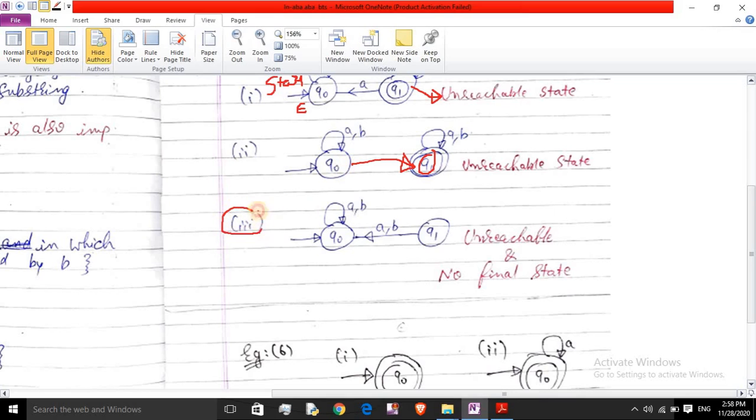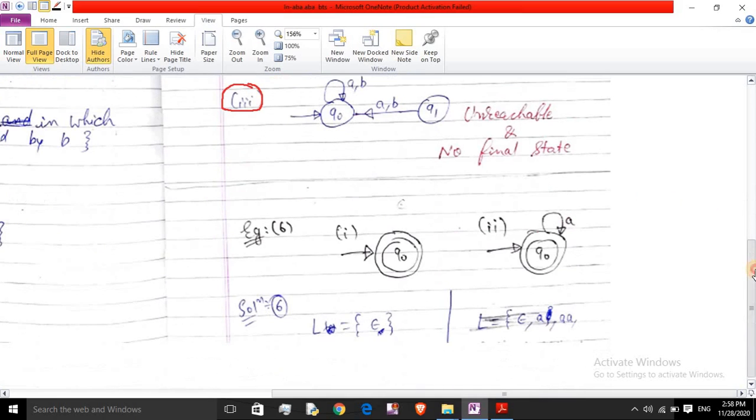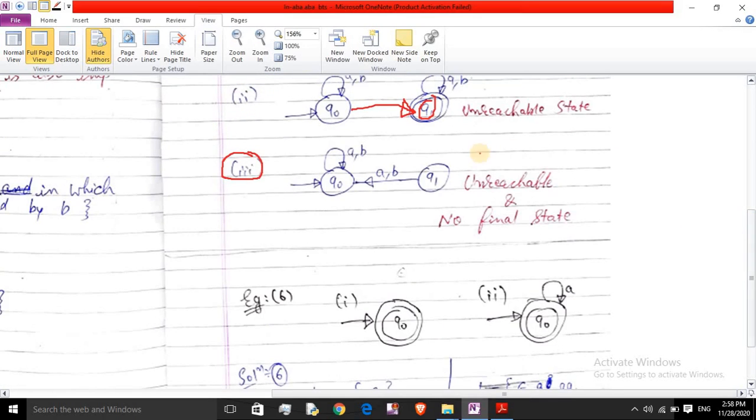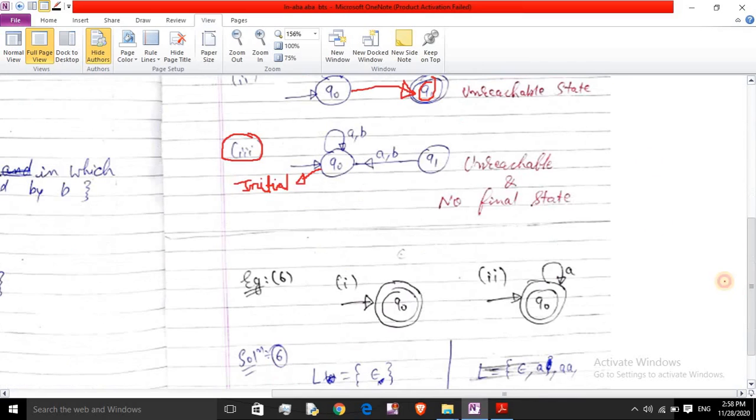So now moving to our third example. This is our initial state, or we can also say it is a start state. We can now look at this. There is no final state here. So this is also an unreachable state and also having no final state. In this we have the final state, but in this case we do not have any final state.